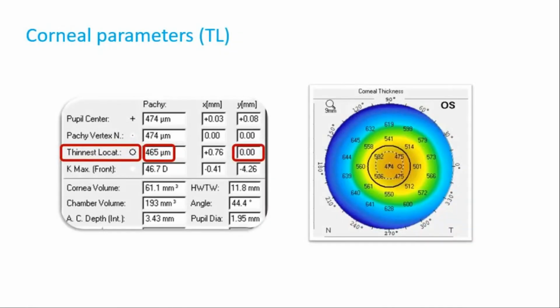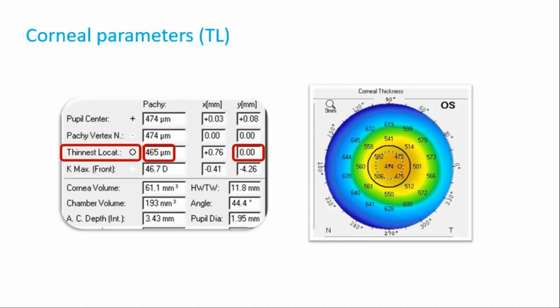The other parameter which is very important is the thinnest location. The important thing to look at is the thinnest location between the two eyes, the comparison between the two eyes. If it is less than 30 microns between the two eyes, it is normal. If the two eyes show a difference of more than 30 microns, then it is a suspect, one of the parameters in the suspicious cornea.